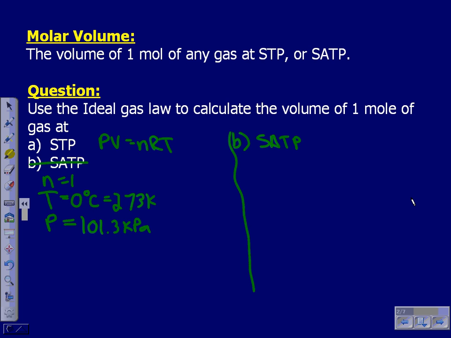Let's gather the data up for the other one I'm going to get you to calculate. Again, 1 mole. What is standard ambient temperature? Nick? 25 degrees Celsius, 298 Kelvin. And what's standard ambient pressure? Yep, 100. So hopefully at this point you've written down your PV equals nRT, you're substituting things in, you're dividing off the ones to isolate for V. And that's what we want. We want the volume of 1 mole.